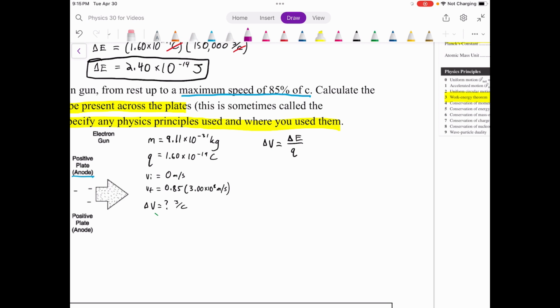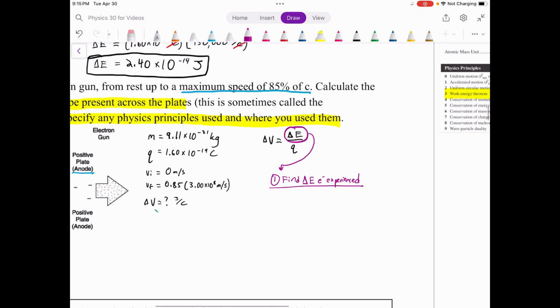We might not be directly told the change in energy, but we can find that. Because in this case, we can figure out the kinetic energy they ended up with and the kinetic energy they started with, right? And that is the change in energy they went through. So the change in energy here will be kinetic energy final minus kinetic energy initial, right?